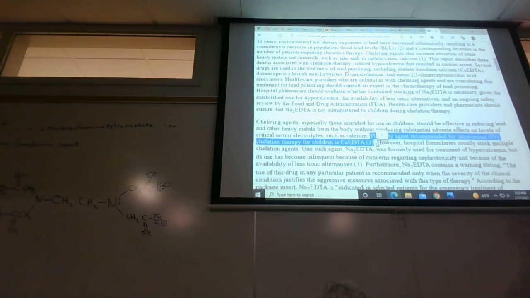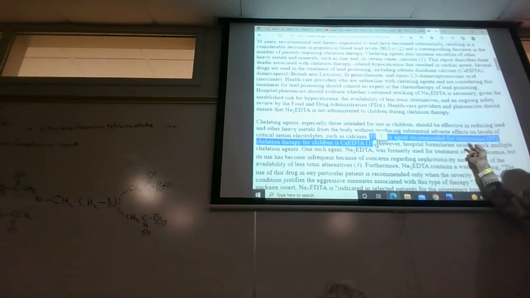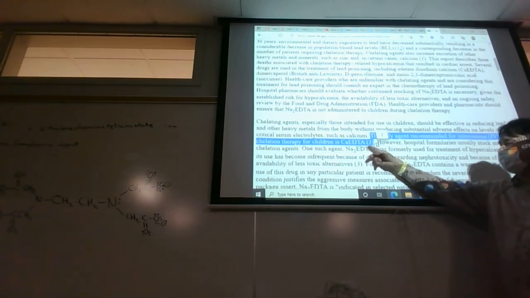I just covered it. The only agent recommended for intravenous chelation therapy in children is calcium EDTA, which makes sense. It's less aggressive.